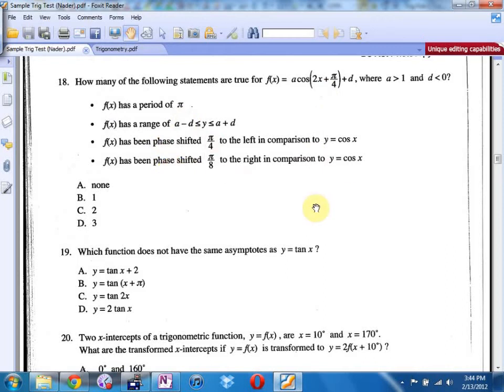Which ones are true? I'm guessing one of these two is false, but maybe not. Oh, I look at the answers, only one of them is true. Check that.